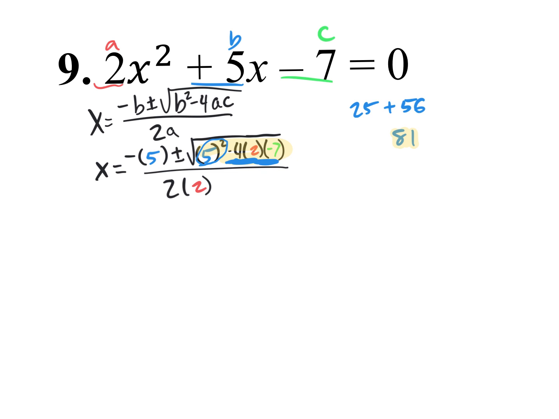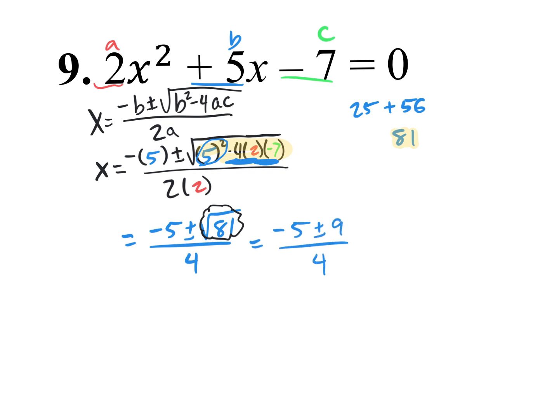So let's rewrite what we have for our formula here. We have negative 5 plus or minus the square root of 81, all divided by 2 times 2 is 4. And of course, we could actually do the square root of 81. The square root of 81 is 9. If you forgot, use a calculator. So what we really have here is negative 5 plus or minus 9 over 4.